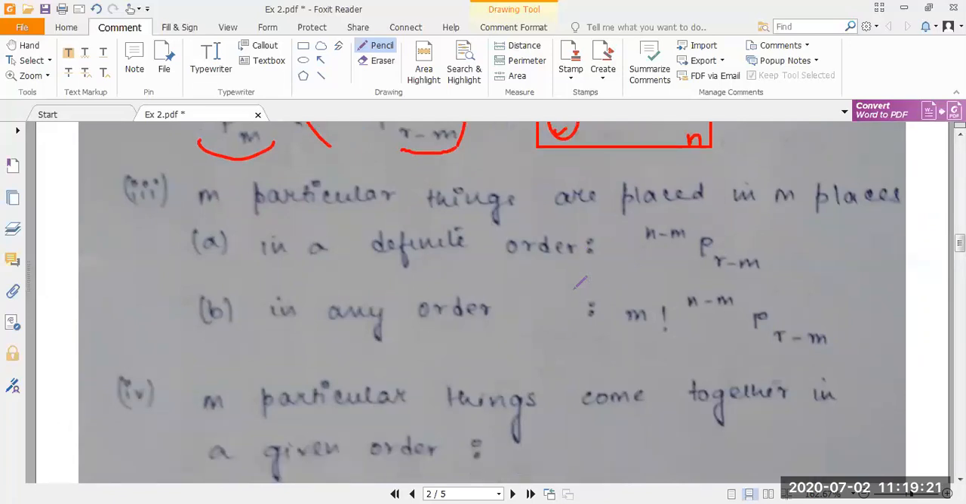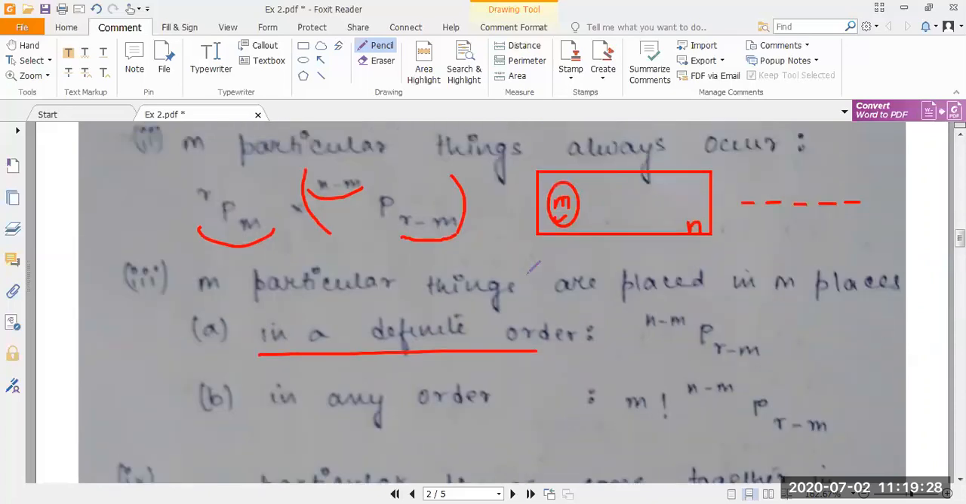The next thing is m particular things are placed in m places in a definite order. The difference is, in the previous example, I had to choose in which positions those m particular things will go. But here they have been given a definite order. So in my question, they have probably told me that my first ball will go in this position, my second ball in this position, and my third ball in this position. So I cannot choose that position, so this r P m thing will not be there. I'll just be remaining with this bracketed portion.